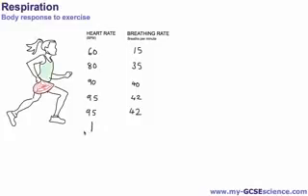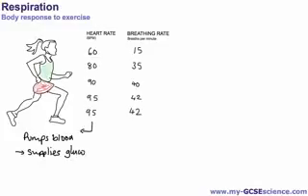Firstly, you've got to remember that the heart pumps blood around the body, and a major reason for that blood being pumped is because it supplies glucose to all the cells. It also supplies the oxygen that we get from the lungs. So it supplies oxygen and it supplies glucose.